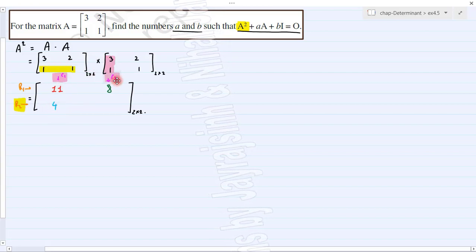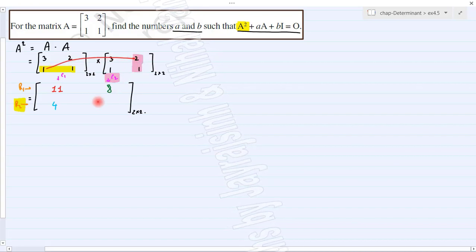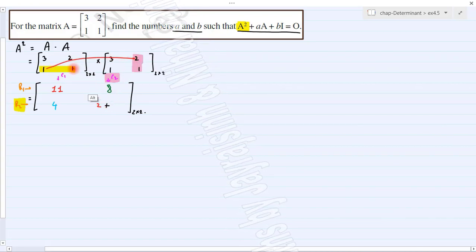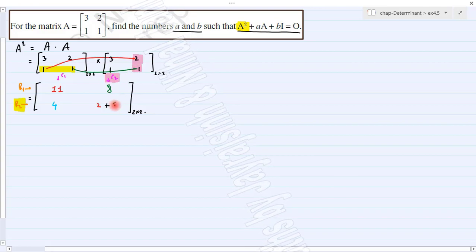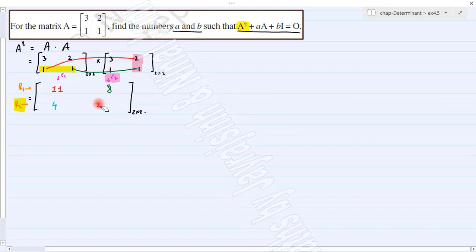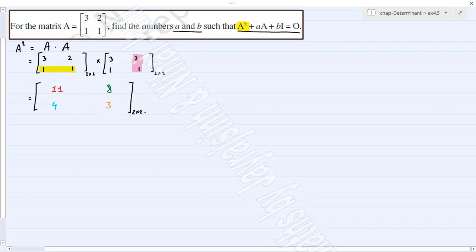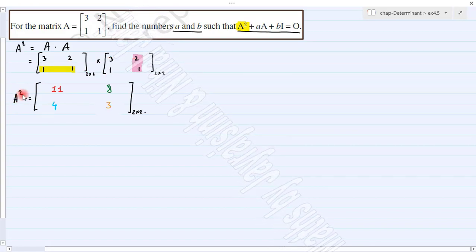And the last element is in second column. So 1 2s are 2 plus 1 1s are 1. Or we can say 2 plus 1 will give us 3. So we get our first term, which is A square.